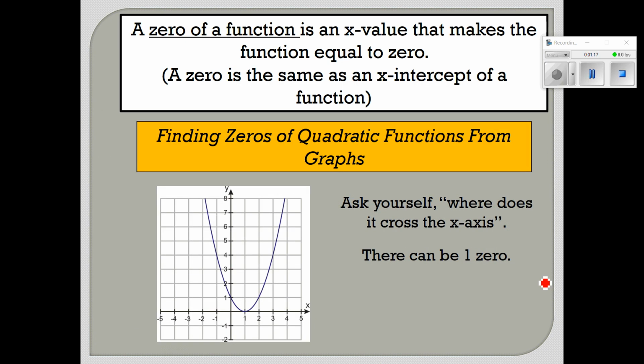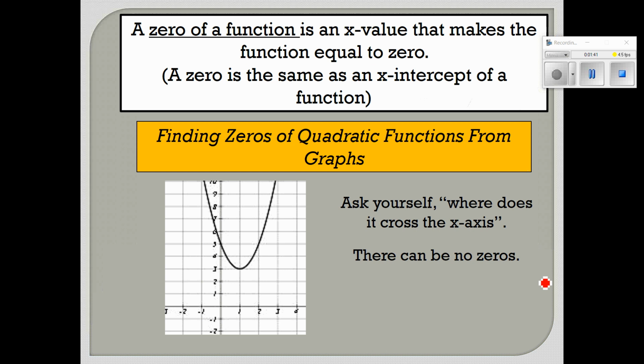Sometimes with parabolas, there's only going to be 1 zero, which means it only crosses or touches the x-axis one time. Right here is the only place where it touches or crosses the x-axis. That is at 1, 0. Again, here's where we call it the zero because the y equals 0. So there's only one solution to this quadratic equation.